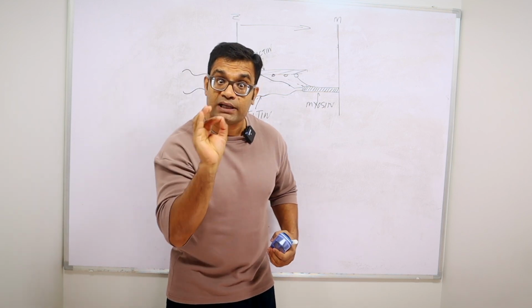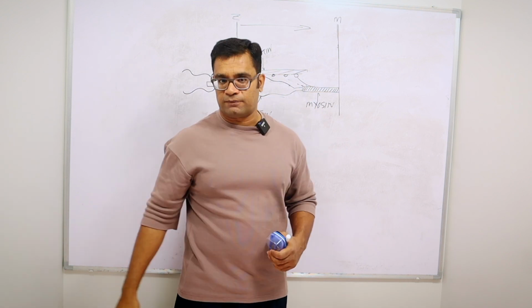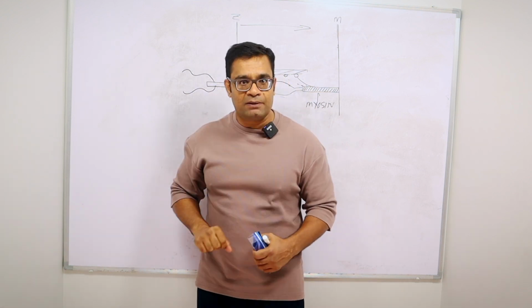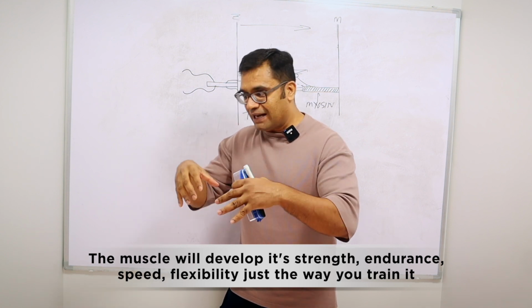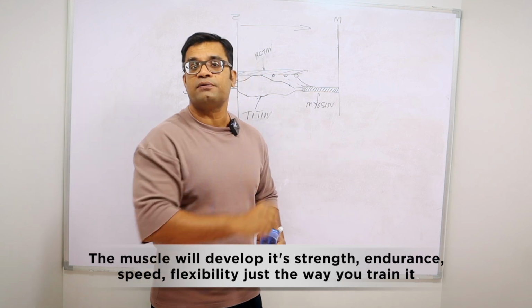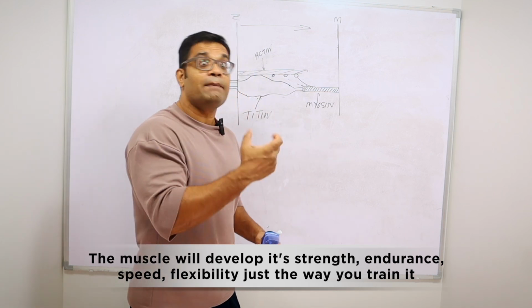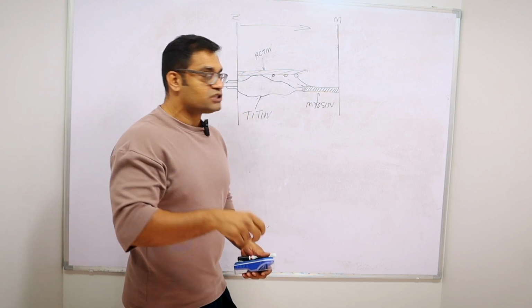Why are they working the muscle for that specific contraction? Because there is a principle that the muscle will develop its strength, its endurance, its speed, its flexibility just the way you train it. So what happens in isometric contraction? Understand this. Why are you calling it a contraction?